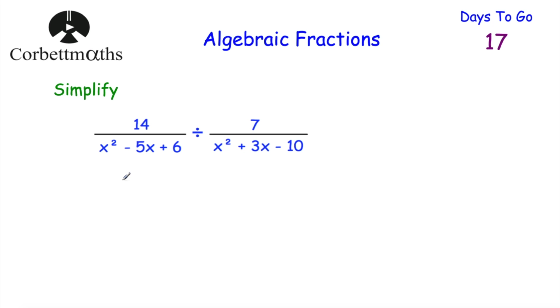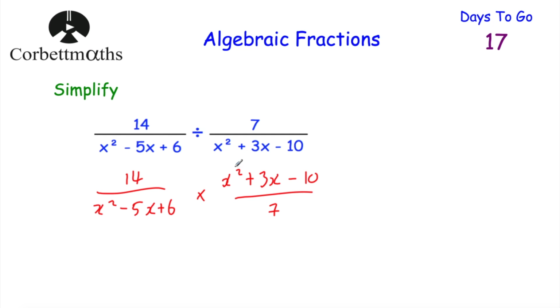Okay, so in terms of this first fraction, that will stay the same, 14 over x squared minus 5x plus 6. And then we'll change our divide to a multiply, and we'll do the reciprocal of the second fraction, so that'll be x squared plus 3x minus 10 over 7. So we're multiplying by the reciprocal.